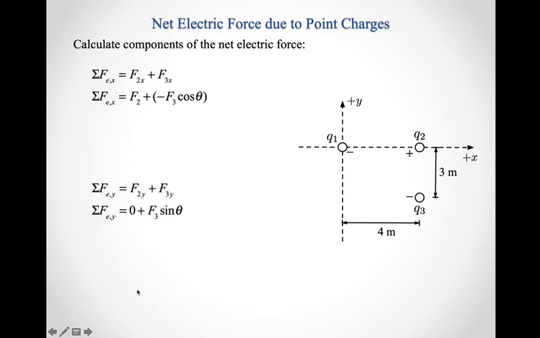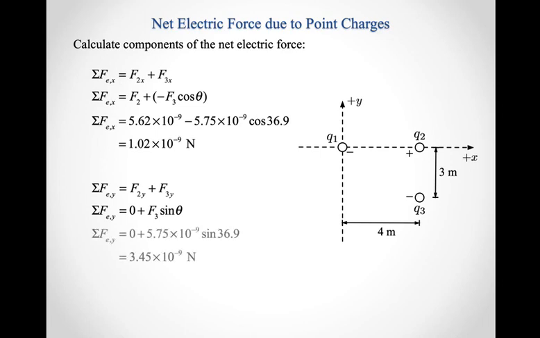I can come back to my equations and plug them in. So for my x component equation, plug in the magnitude of F2, plug in the magnitude of F3, plug in my angle theta, and my calculator tells me that the x component of the net electric force acting on particle 1 is 1.02 times 10 to the minus 9 newtons. Do the same thing for my y component equation. Here I only have F3 and theta to plug in, and my calculator says that this is 3.45 times 10 to the minus 9 newtons.